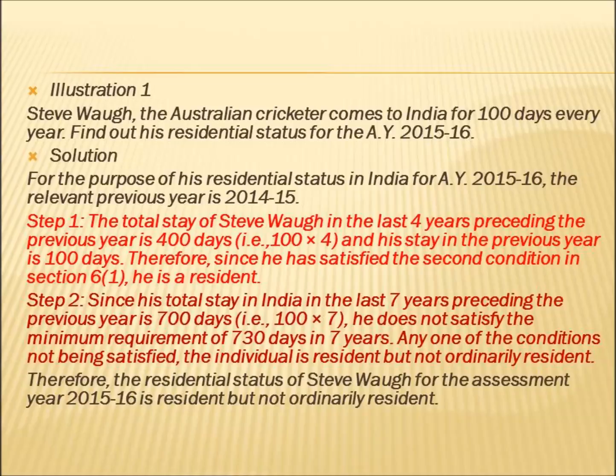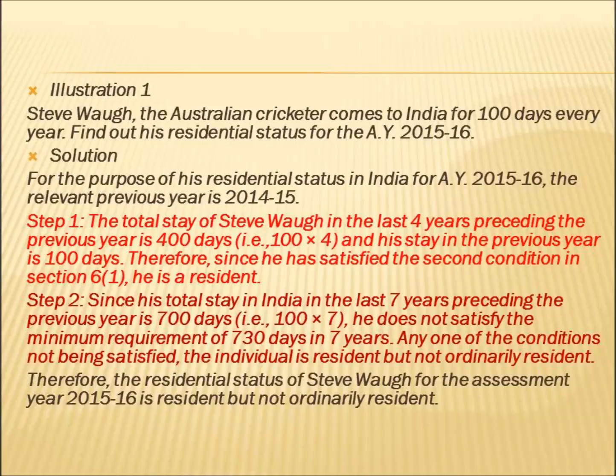What is it saying? Steve Waugh, the Australian cricketer, comes to India for 100 days every year. Find out his residential status for the assessment year 2015-16. So, in order to find the residential status, we'll first of all start with whether he is resident or non-resident. First of all, we'll find that.